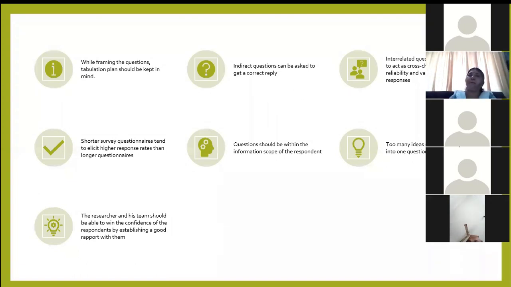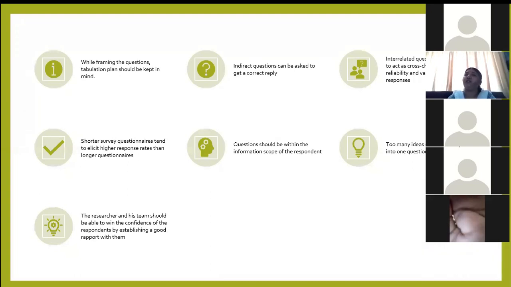And sometimes you can ask indirect questions to get a correct reply. So in order to verify certain answers, you can ask some indirect questions also. Then questions should be within the information scope of the respondent. So you have to frame the questions in such a way that all of them are within the information scope of the respondent. The respondent should be able to provide information. Other kinds of questions should not be asked.